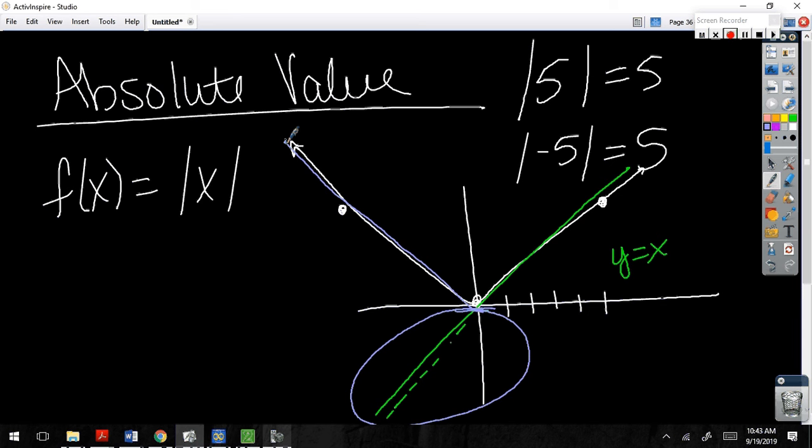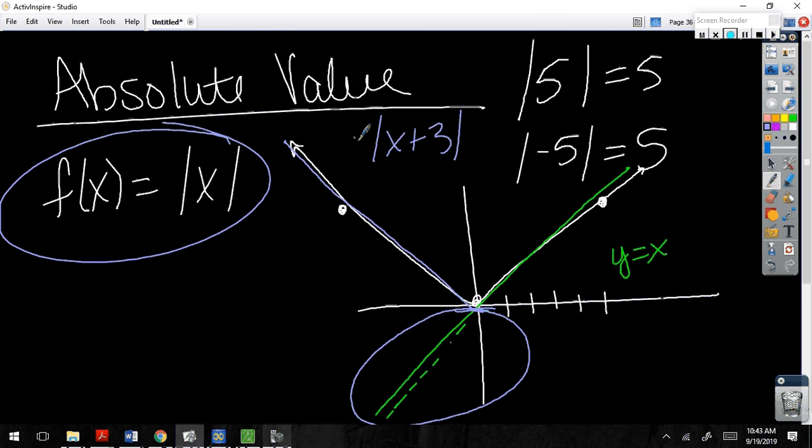It all depends on your... this is a parent graph. Nothing has been done to it. I could have different values in there. I could have the absolute value of x plus 3, a 2 out here, minus 5. It's going to look different. Okay? It's not going to look like this anymore. It's going to be shifted. It's going to be moved. But this is where it all starts. Okay? This is just the basic function. It'll always be a V.